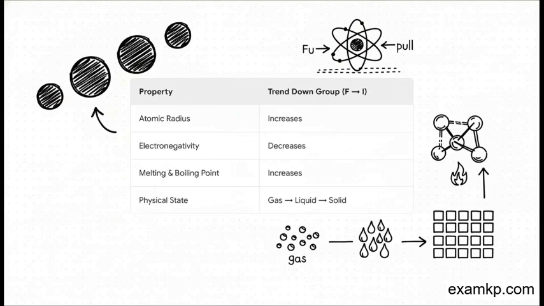First, atomic radius. It increases as you go down. Why? Simple. You're adding more shells, so the atom gets bigger. Next, electronegativity. That's the power to attract electrons. This decreases down the group. Fluorine's nucleus has a massive pull on electrons, but as you go down to iodine, there are more shells in the way, shielding that pull. That's why fluorine is the most electronegative element of all.